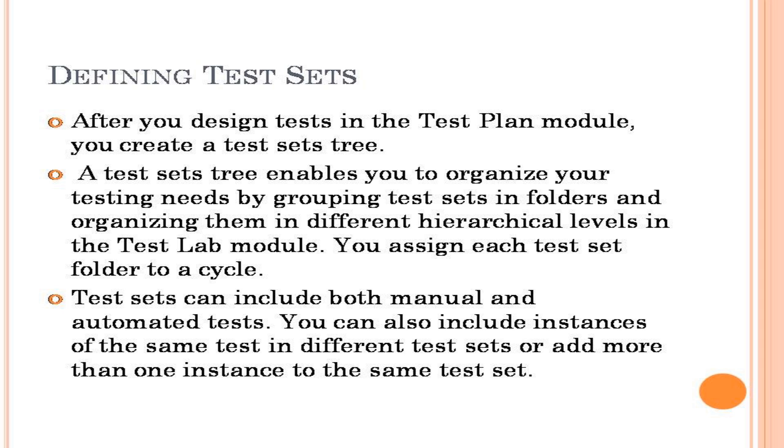Test sets can include both manual and automated tests. You can also include instances of the same test in different test sets, or add more than one instance to the same test set. To decide which test sets to create, consider the goals you defined at the beginning of the application lifecycle management process. Consider issues such as the current state of the application and the addition or modification of new features.